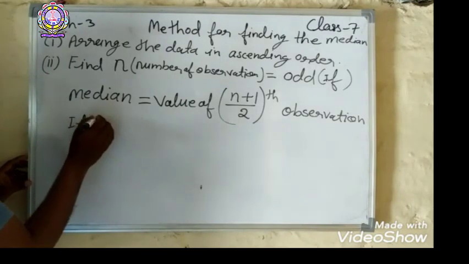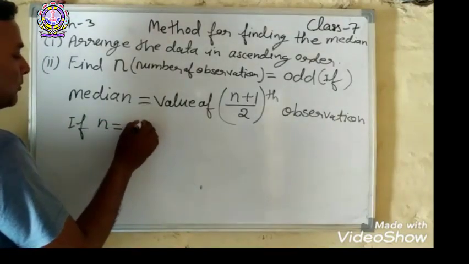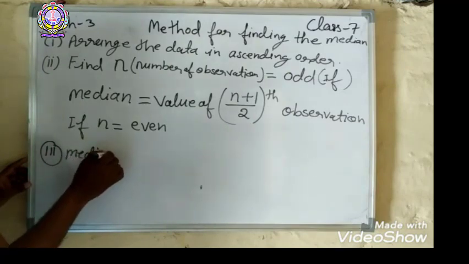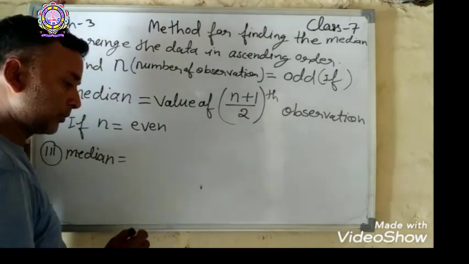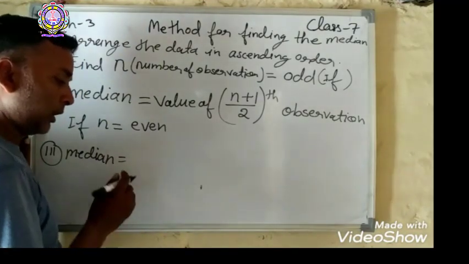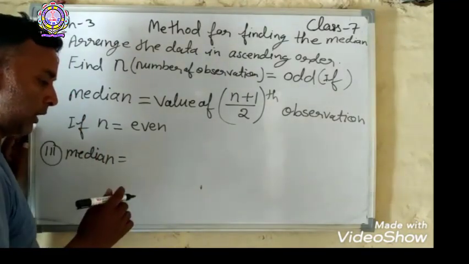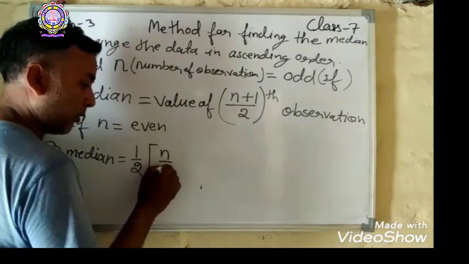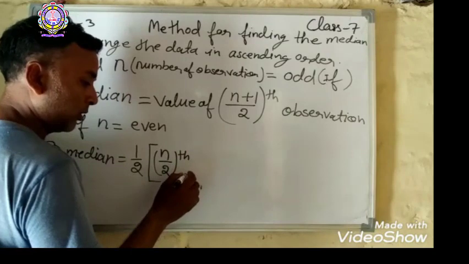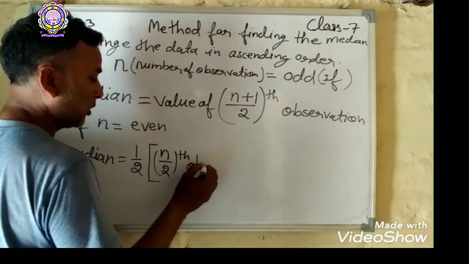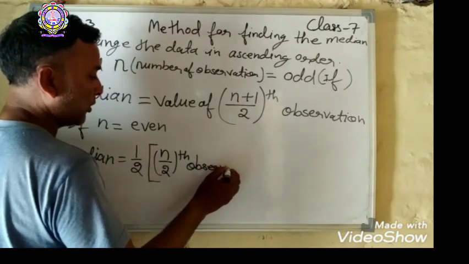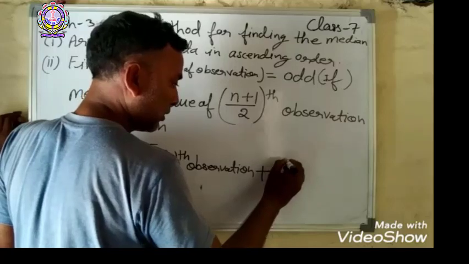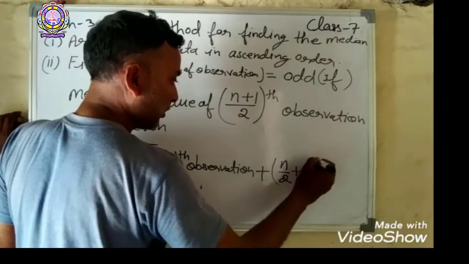If n is even, then we use the formula: median is equal to the average of, or you can write 1 upon 2 bracket, the n upon 2 nth observation plus the n upon 2 plus 1 nth observation.